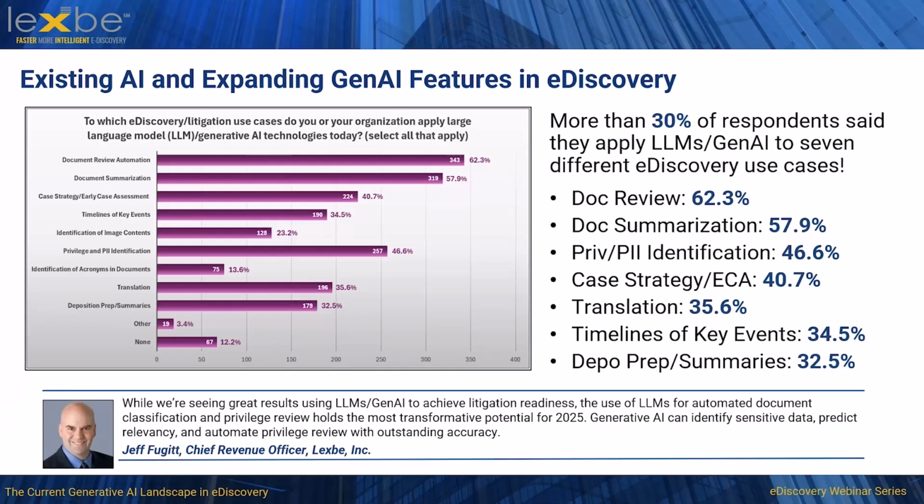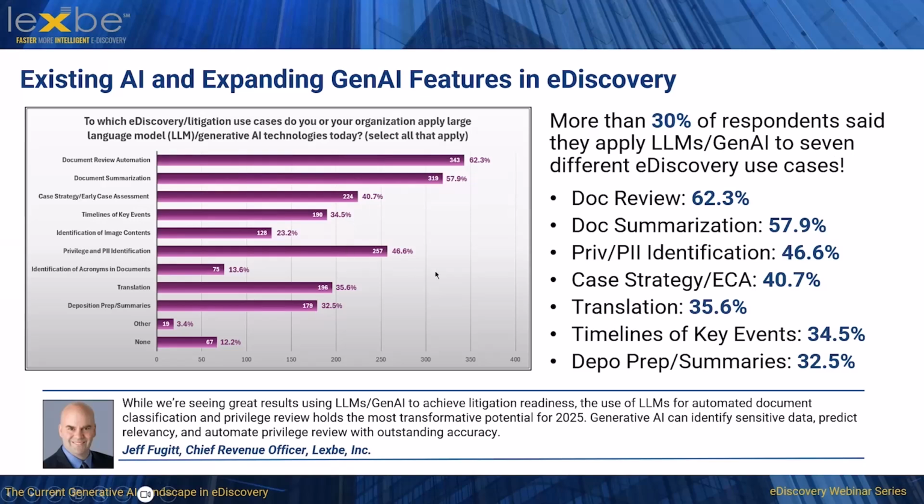Still, when asked which use case for LLM generative AI technologies do you think has the most upside potential to streamline eDiscovery processes in 2025, Jeff identified the use of LLMs for automated document classification and privilege review as the technologies that hold the most transformative potential for 2025, as you can see there at the bottom of the slide. And I think a lot of people agree with that. And we've been seeing some amazing accuracy numbers for Gen AI when applied to use cases like this.